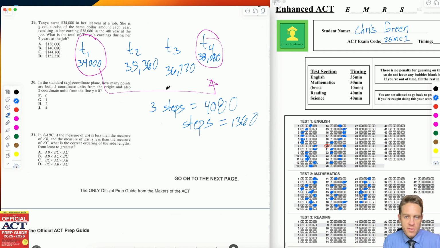It's simply the sum of those four numbers, which I'm going to just very carefully hit on the calculator, is 144,160.